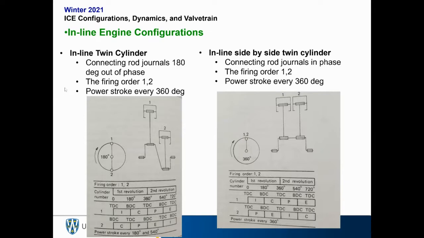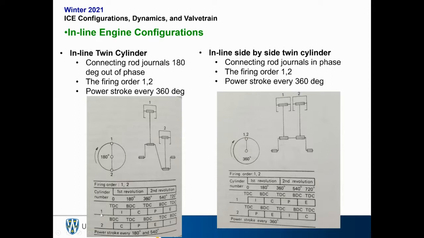Now for these next few slides, essentially we're going to look at some common configurations. They're going to show how the connecting rod journals are, how many degrees out of phase, the firing order, and how often you get a power stroke. We're also going to look at a typical diagram that displays how the different cylinders, what strokes they're going through, relative to each other. So if you look at this first inline twin cylinder, we have cylinder number 1.